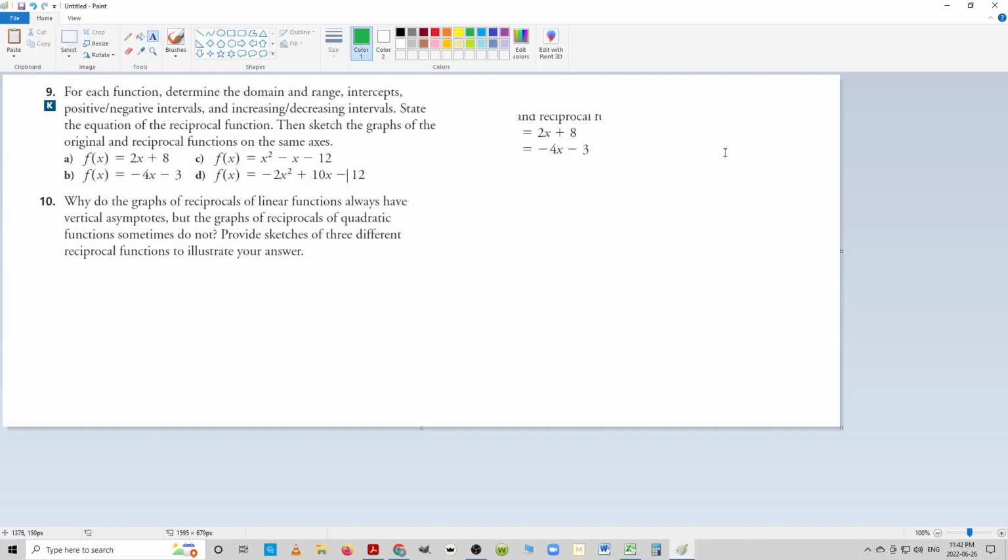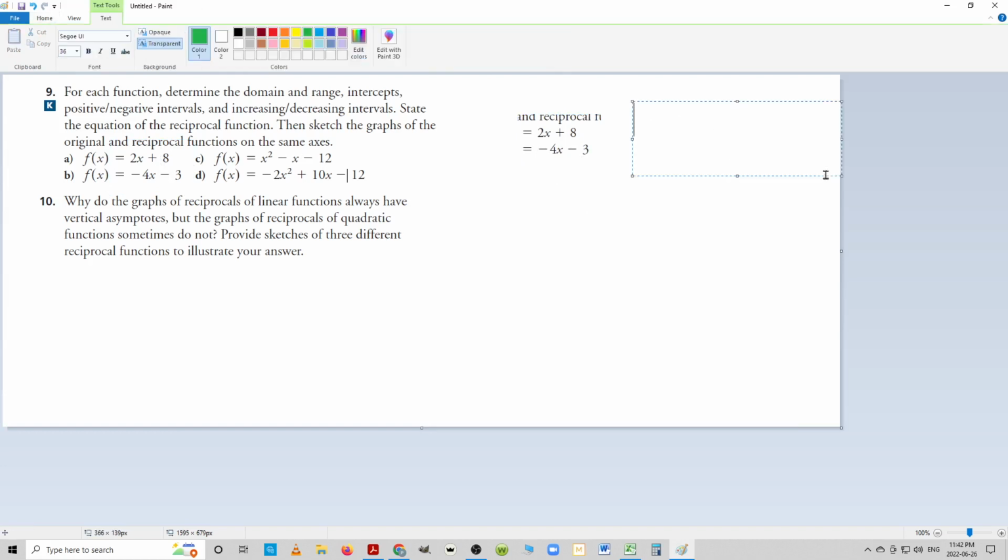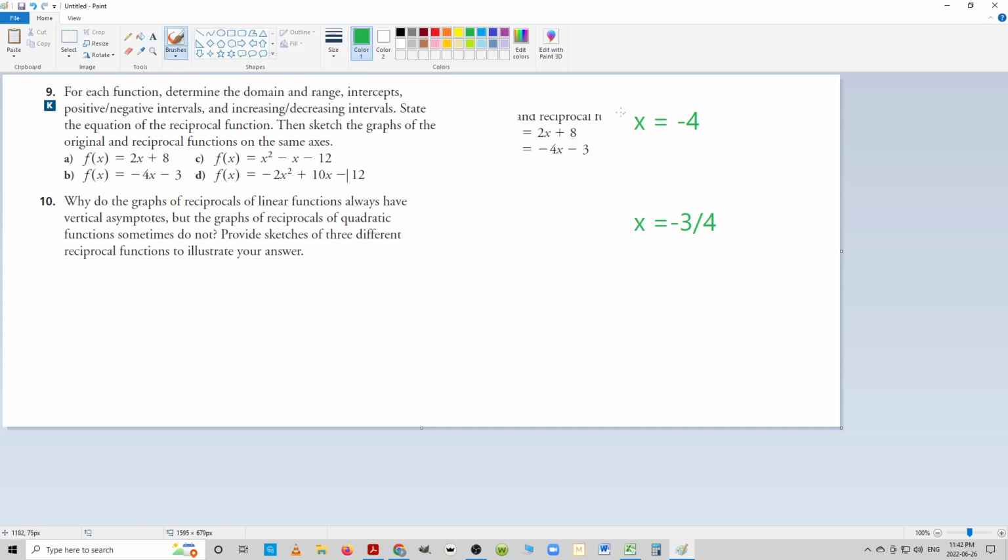The first line set to 0, x will be equal to -4, which means that will be the asymptote of it. And for the other one set to 0, x is equal to -3 over 4. One has a negative slope, one has a positive slope. There's the positive slope, which means the graph of the line would look like this, and it would go through -4 over here, which means if I was to draw the reciprocal, it would look like that.